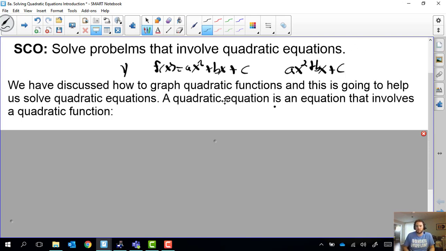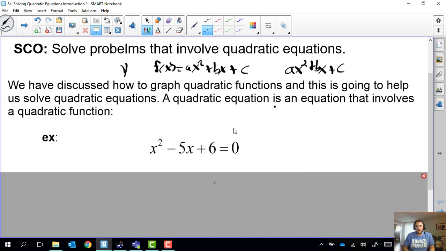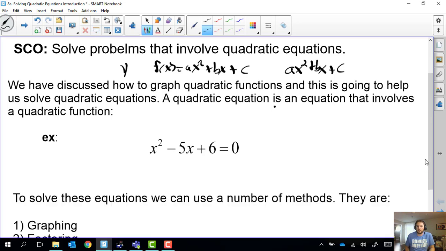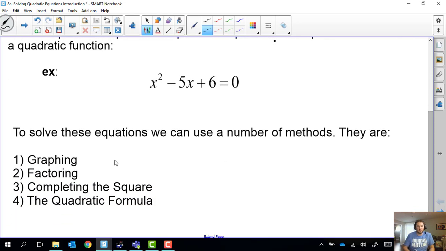A quadratic equation is kind of the halfway between the two. A quadratic equation is still that quadratic expression, but now it has an answer. And we have many strategies that we can use to solve this quadratic equation. And we've talked about some of them in the past, right? To solve these equations, we can use a number of methods like graphing, factoring, completing the square, and the quadratic formula. Factoring is one you should be very familiar with, really comfortable with.